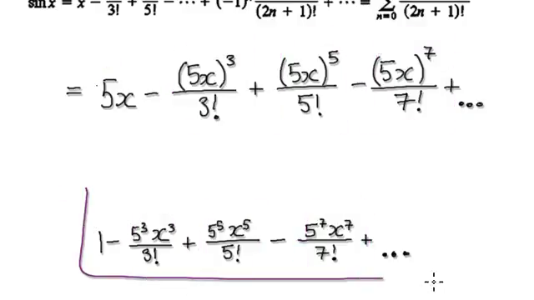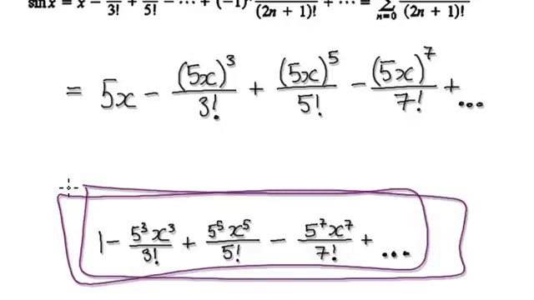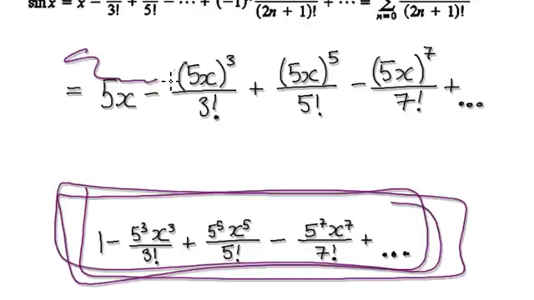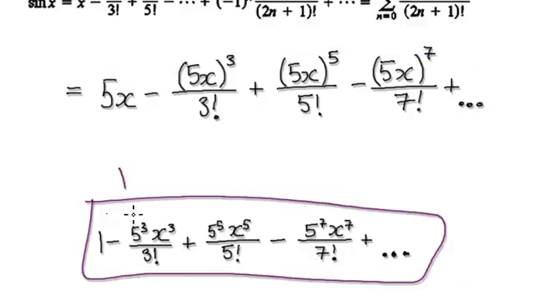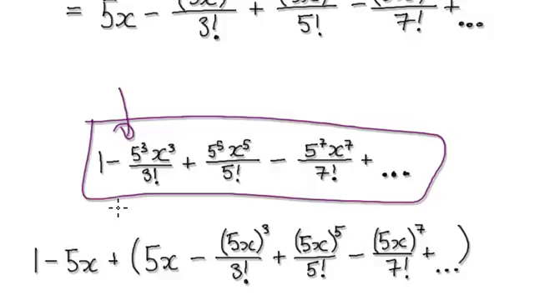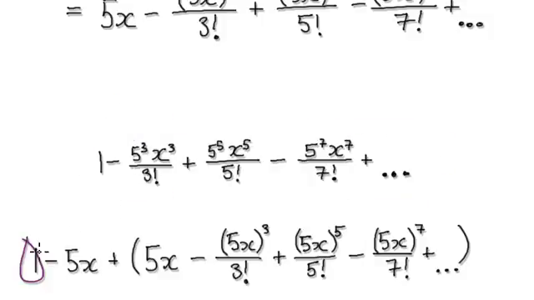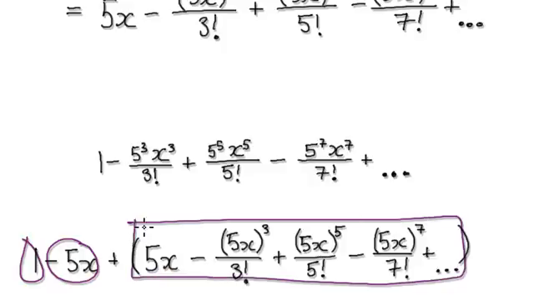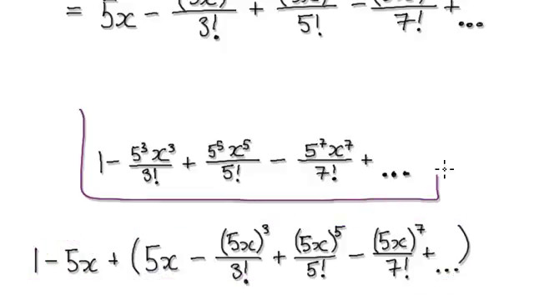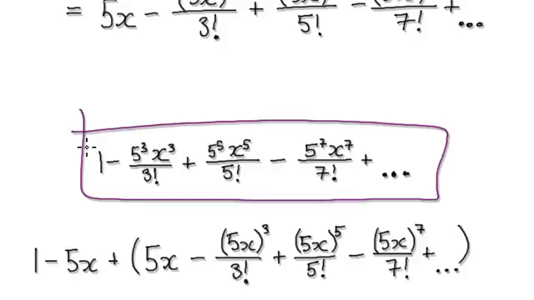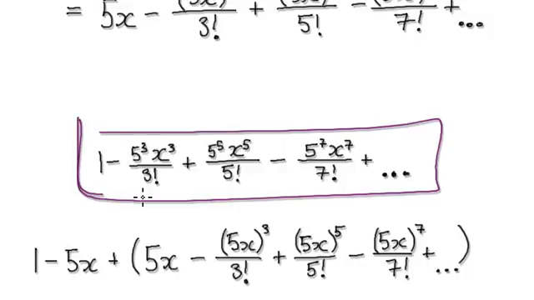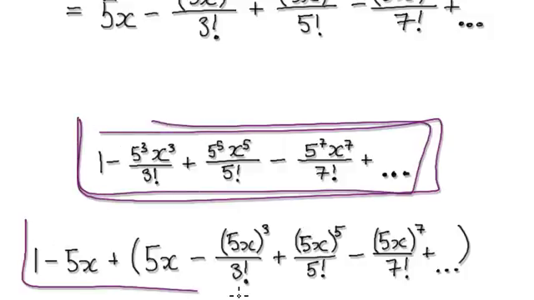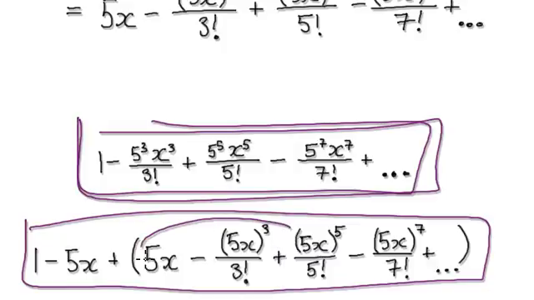So the thing is, this is the series that we're trying to investigate. This is something that we generated. Rewrite this as this. Rewrite it as 1, and then take away 5x, and then this is what we generated. So this is the series which we're trying to investigate. This is what we generated. Rewrite what we're trying to investigate as this. Now this we know.